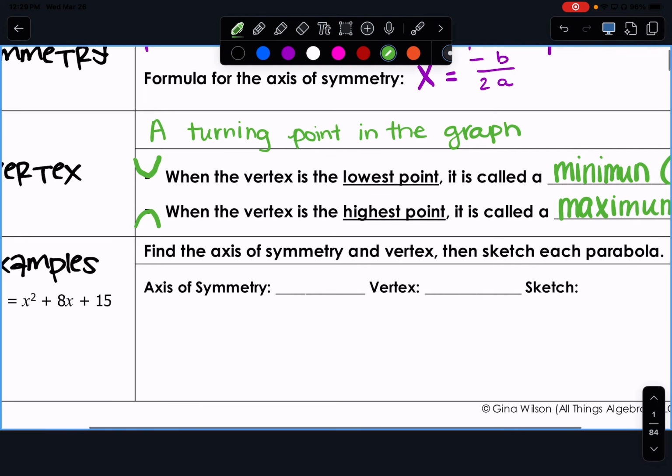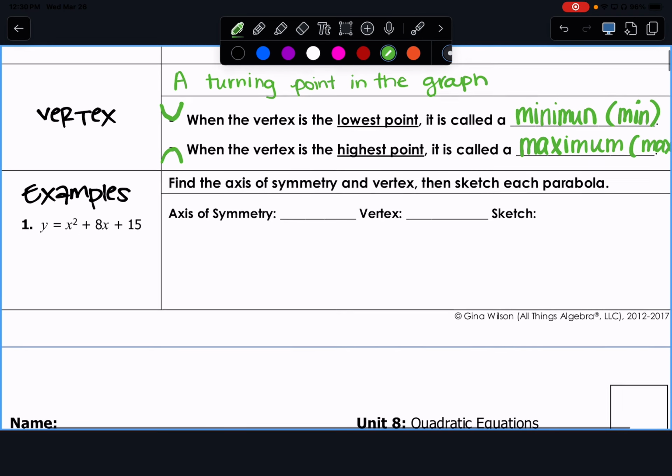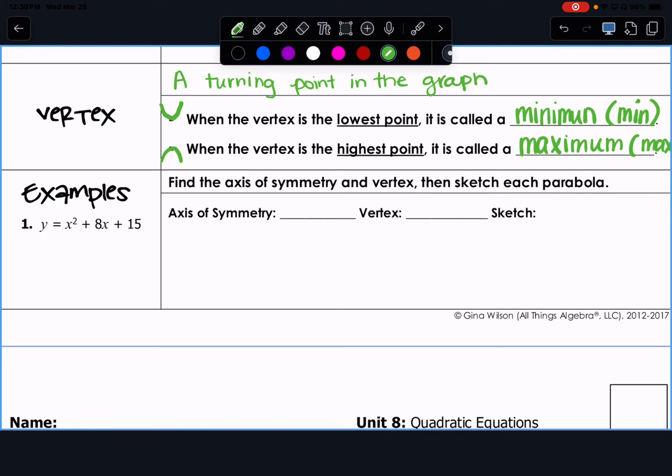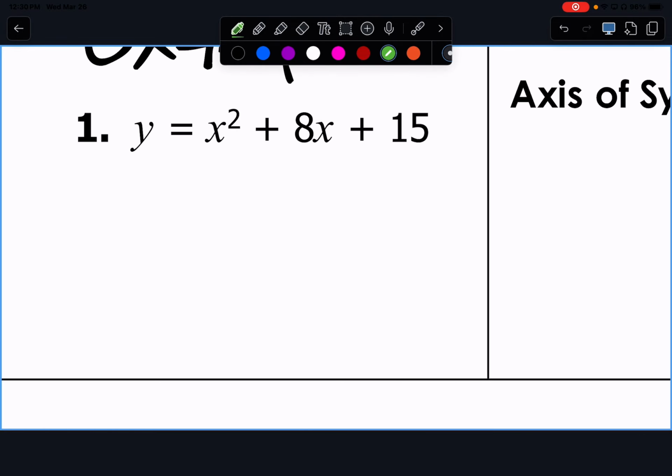All right. Now, we are going to do another quick sketch and talk about this problem. So we have an example here, and we're going to find the axis of symmetry and the vertex and sketch if it's going to open up or down. Okay? So, for this problem, what is A? 1. Because it is understood to be what's in front of x squared. What is B? What is C?